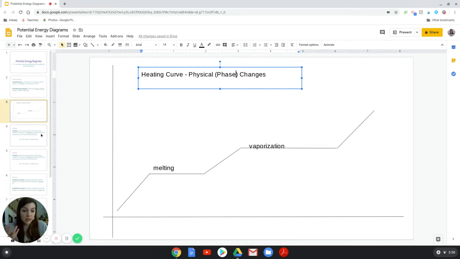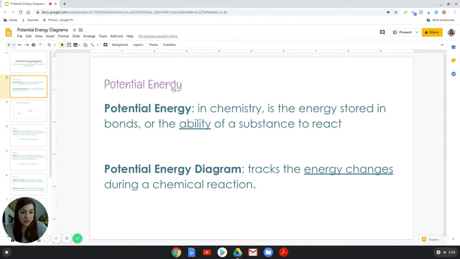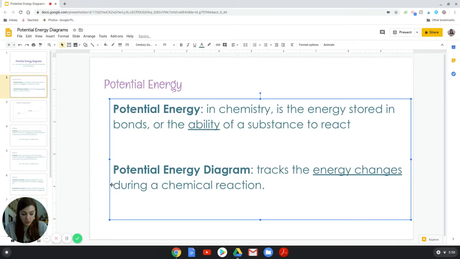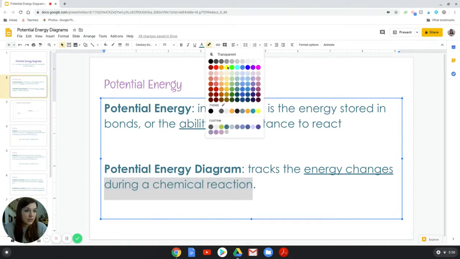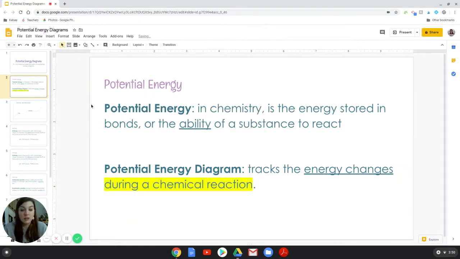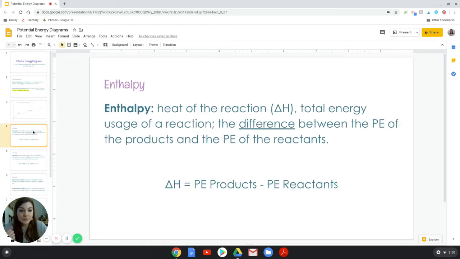So in a heating curve, physical phase changes, and in a potential energy diagram, we are tracking what is happening during a chemical reaction. That is the important part here. During a chemical reaction. Let's highlight that. If we have a chemical reaction, what we put in is different chemically in terms of a formula, in terms of bonds, from the things that we end up with.